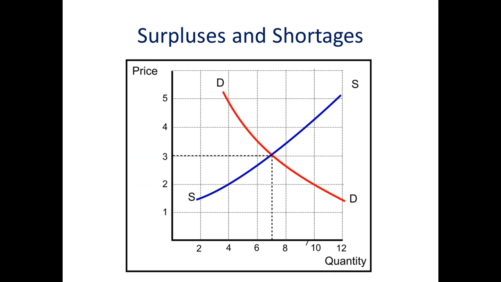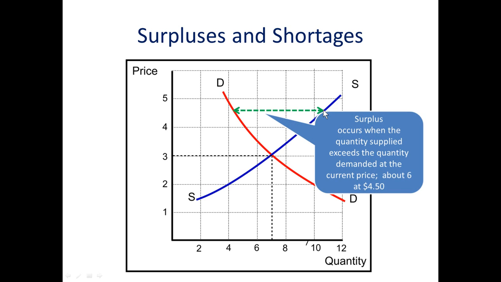What happens if the price is above the equilibrium? Well, a surplus will occur. We can tell that this is a surplus because at that price of about $4.50, the quantity that's supplied, which is there, is greater than the quantity that is demanded. So in this case, about 6 units at $4.50.